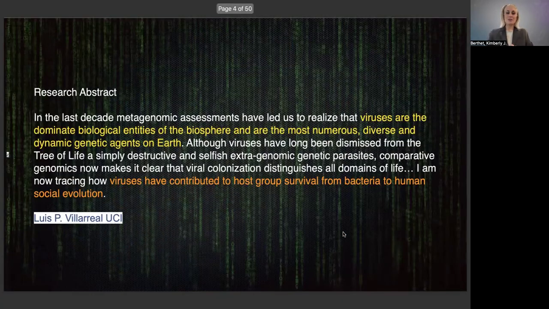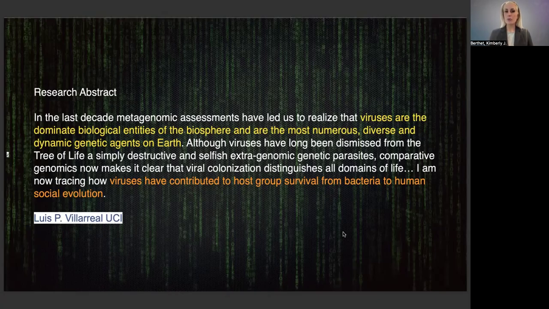Okay. So this is a research abstract from a professor at UCI, Luis P. Villarreal. And I want to read it because I think it gives a broader understanding of virology itself. He's a virology professor and researcher. So here he says, in the last decade, metagenomic assessments have led us to realize that viruses are the dominant biological entities of the biosphere and are the most numerous, diverse, and dynamic genetic agents on Earth.